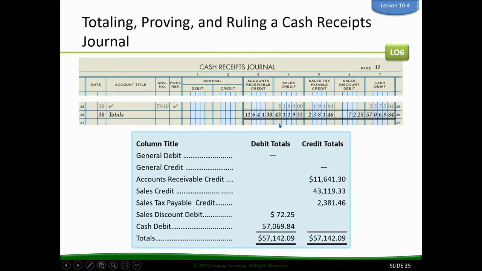And this just shows how we would total, prove, and rule our journal. We have our single rule that shows the next number is going to be our totals. We have our totals of all of our columns, and we just add them. We add all of our credits together, we add our debits together to make sure that they equal. And then once they equal, we double underline.